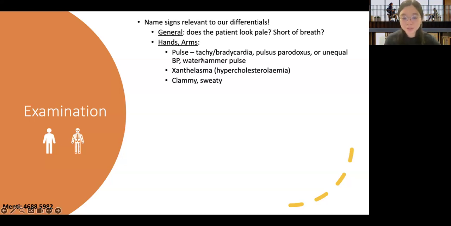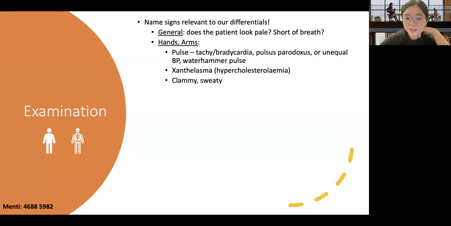So the pulse, you can tell a lot of things from it. You can tell if it's fast, if it's slow, if it's unequal in both arms. That's why you have the radial delay, water hammer pulse. When you feel the brachial pulse and you quickly lift up their arm, you might be able to feel a tapping. Pulsus paradoxus is when you inspire, and I think it slows down.